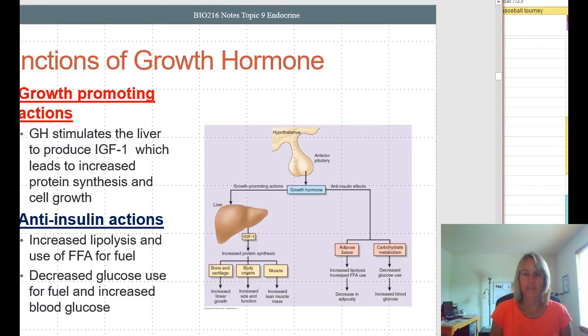It also has anti-insulin actions. So it's going to have opposite effects of insulin. It's going to act on adipose tissue to increase the breakdown of fat and encourage the use of free fatty acids. And this is going to lead to a decrease in adiposity, or decrease in fat. In terms of carbohydrate metabolism, it's going to lead to decreased glucose use. And that's going to lead to an increase in blood glucose levels. So it's going to raise blood sugar levels.